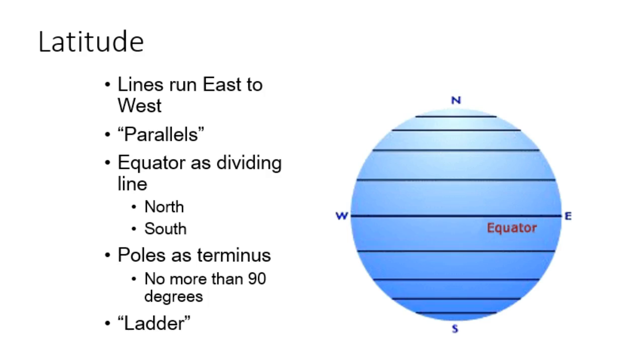Now the poles also act as a terminus for our latitudinal lines. That means that we are only describing about a quarter of a circle when we use our latitude lines. Therefore, latitude lines will never exceed 90 degrees. Sometimes people have a hard time remembering the difference between latitude and longitude. Remember that latitude is similar to a ladder, and you climb up the horizontal rungs of a ladder, and you climb up the horizontal rungs of latitude.